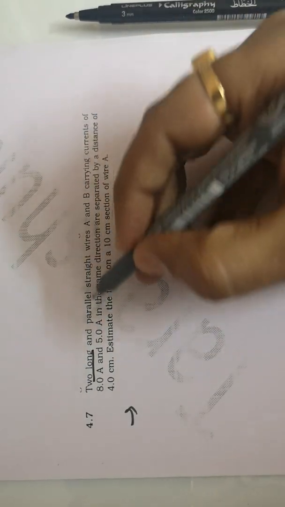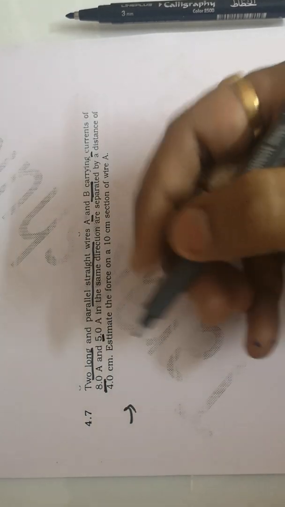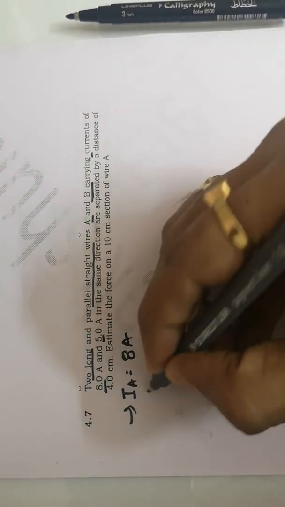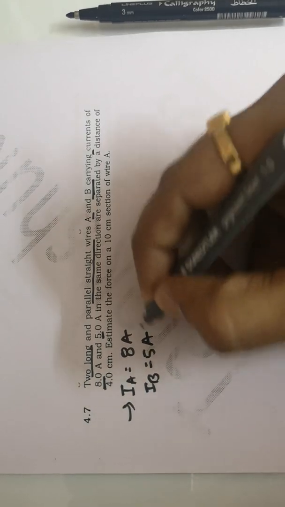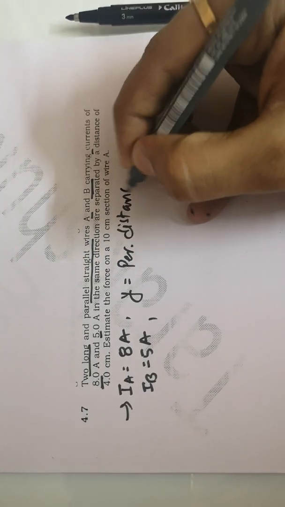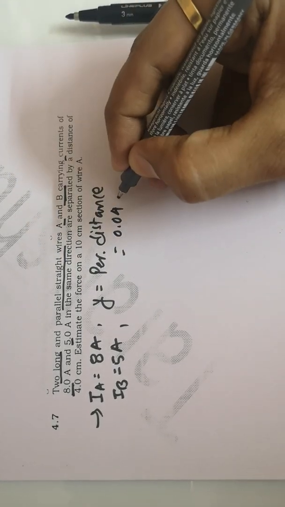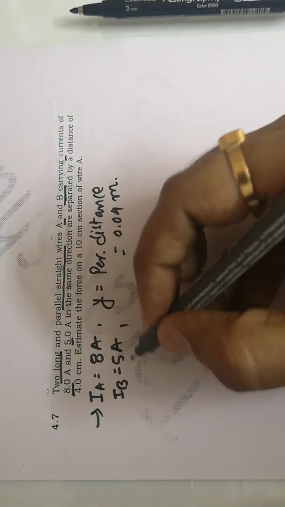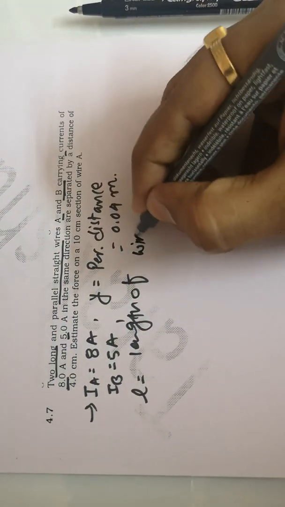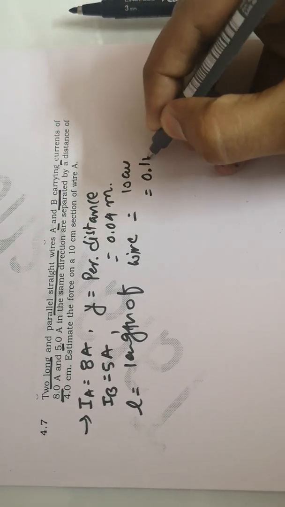I have two long, parallel straight wires at points A and B. One current is 8 ampere and the other current is 5 ampere. So I take I of A equal to 8 amperes and I of B equal to 5 amperes. The perpendicular distance given to me is 0.04 meter, which I am converting from centimeters. The length of the wire is 10 centimeter, so that would be 0.1 meters.